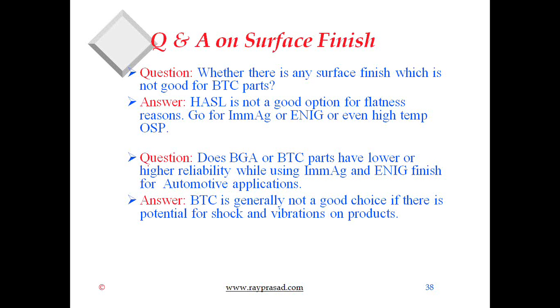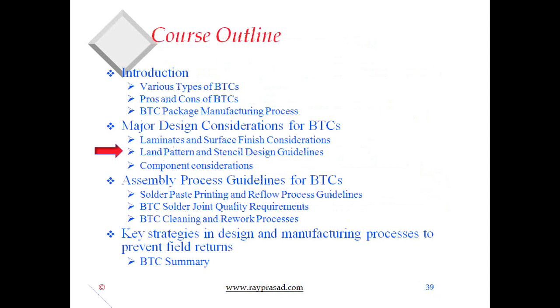And then the second question: do the BGA and BTC have lower reliability while using immersion silver or ENIG for automotive applications? Again, BTC is not a good option if there is a potential for shock and vibration, and we'll see that in the second part of the presentation. But if there are shock and vibration issues in the application, it doesn't matter which surface finish it is, you might want to consider not using it.